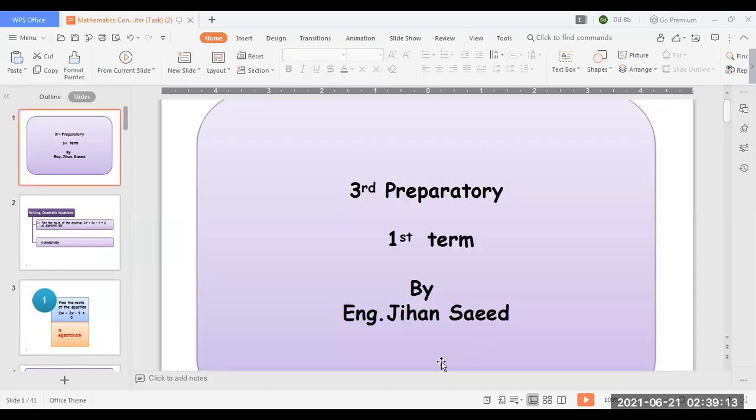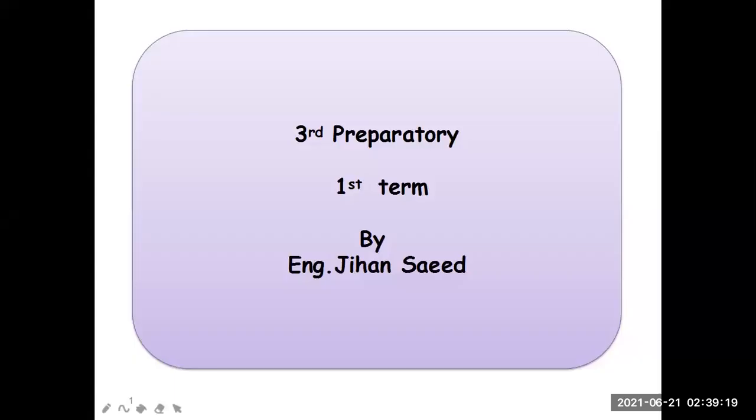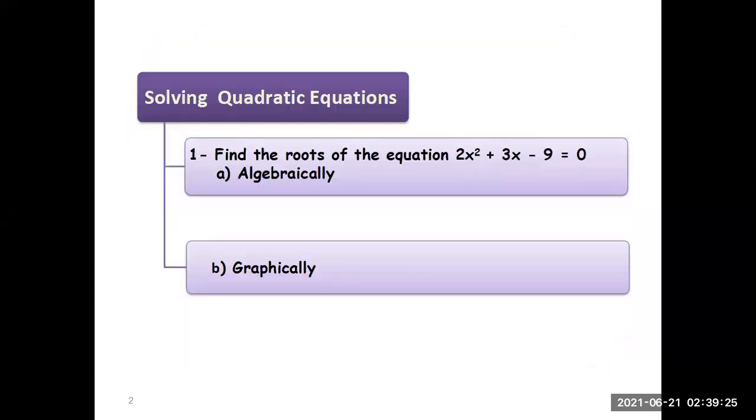We will start from the beginning. This is the lesson for third preparatory, first term, introduced by Engineer Jihan.